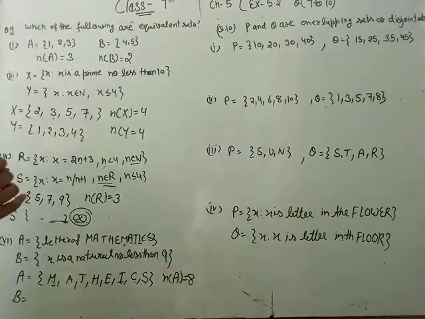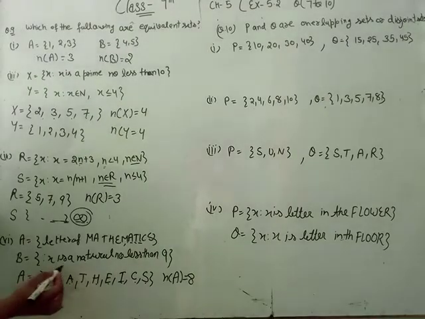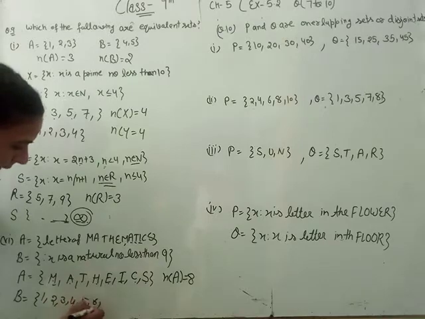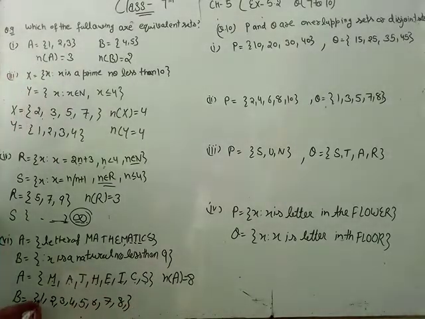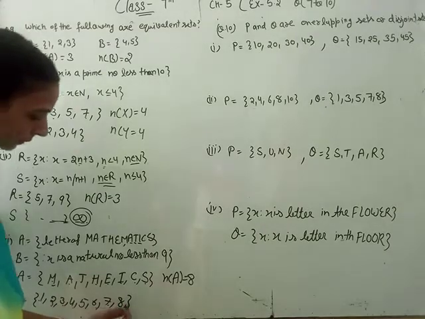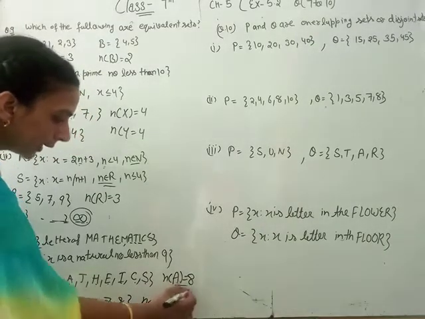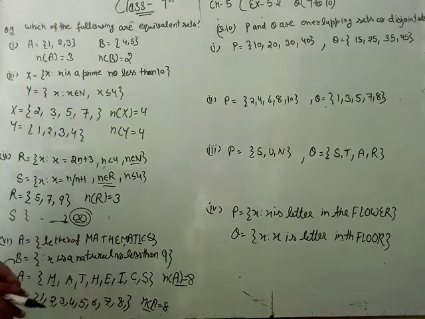8. Next, set B, x is a natural number less than 9. Natural numbers less than 9 are 1, 2, 3, 4, 5, 6, 7, 8. Not 9, because it is less than 9. 1, 2, 3, 4, 5, 6, 7, 8. Cardinal number of B is 8, and the cardinal number of A is 8. The cardinal numbers of A and B are equal, so A and B both are equivalent sets.